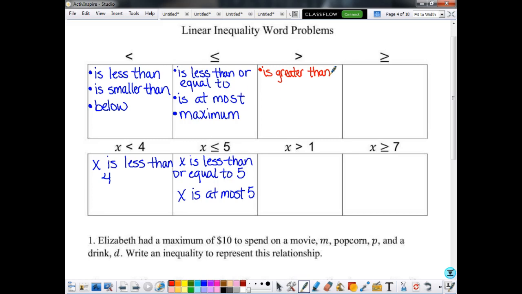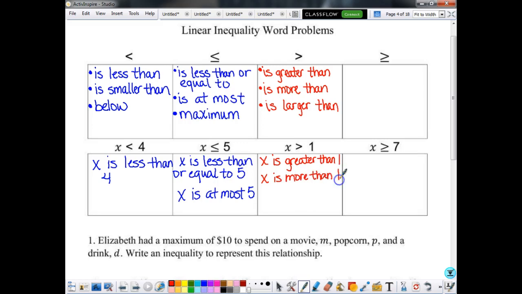Another phrase would be is more than. And last one would be larger than, is larger than. I guess you could also see is bigger than. So is greater than, is more than, is larger than. That would be the greater than symbol. So the example would be x is greater than 1. Another way you could say it is x is more than 1. Or x is larger than 1.